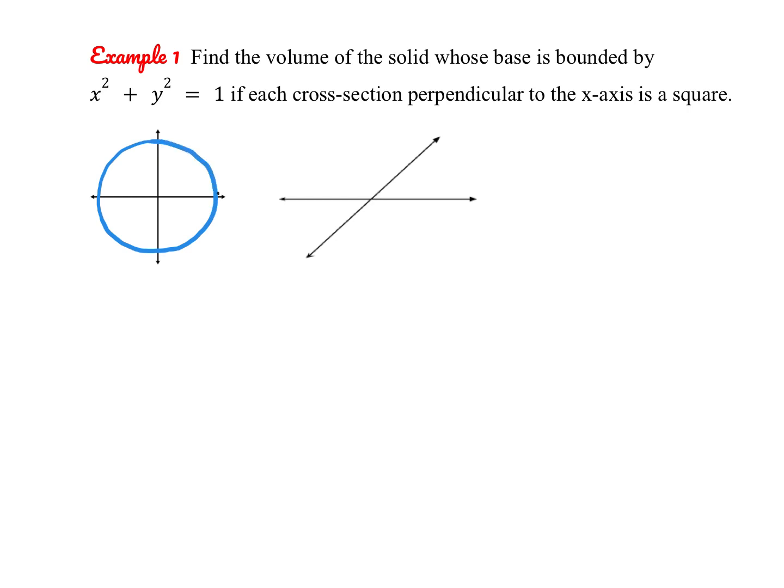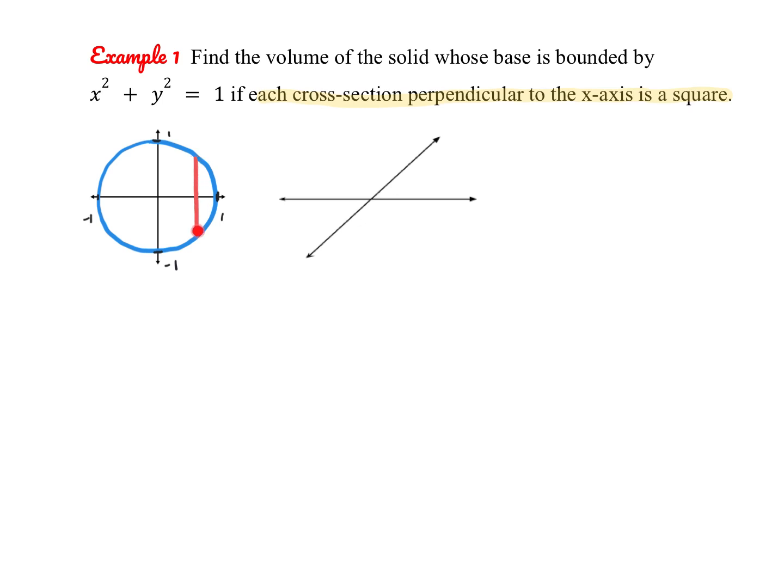Again, we're just saying here is 1, here is negative 1, 1, negative 1. And it says that each cross-section perpendicular to the x-axis is a square. So that means that our cross sections would look like this. They're perpendicular to the x-axis, and each cross section is a square.